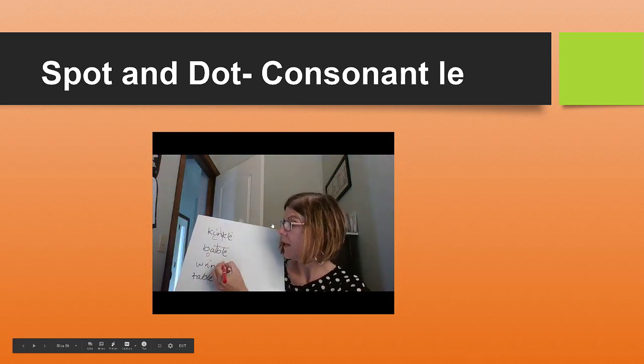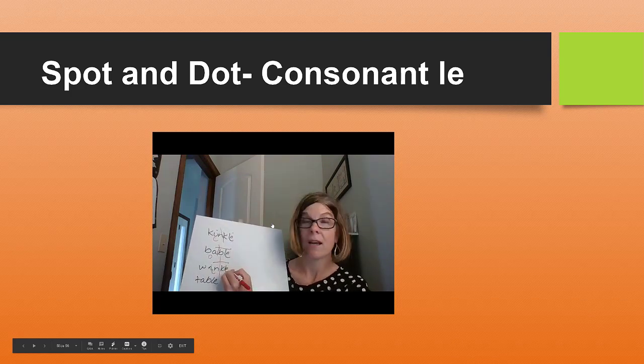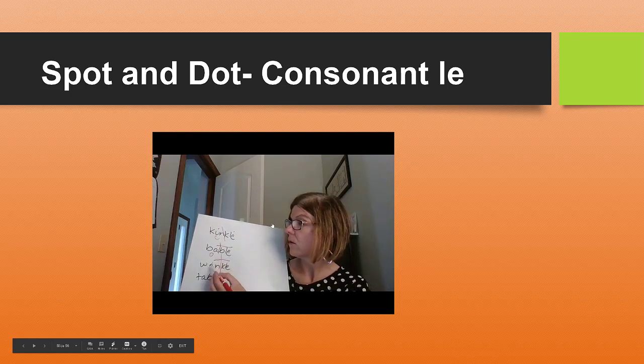I'm going to spot and dot my I and my E, draw a line, and I'm going to divide right here between the N and the K, because I know I don't have a word that ever has N-K-L-E at the beginning. And again, I see a closed syllable and my L-E syllable type. So this word would be wrinkle.